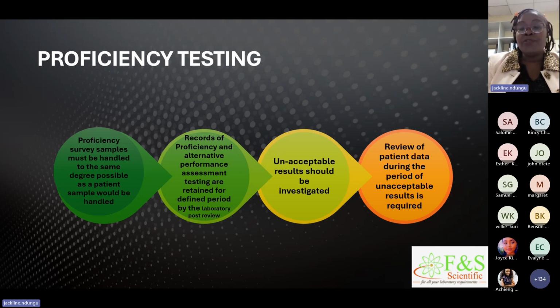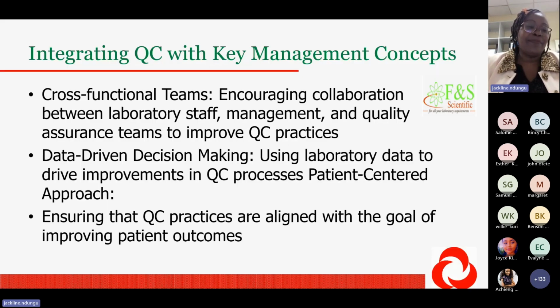Remember we said you should analyze your proficiency material the same way you analyze your patient testing. So if you find the results are unacceptable, make sure that you investigate, write the root cause, and do a preventive action. In the event that you have failed, you want to know, why did I fail? If for the whole year you have been having a bias, why am I having a bias? It's the same way we look at our IQC.